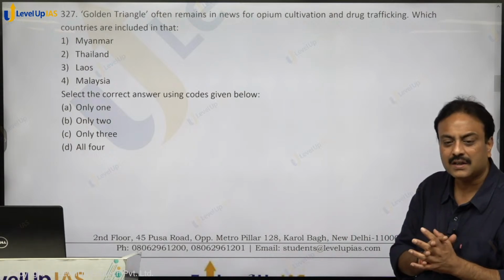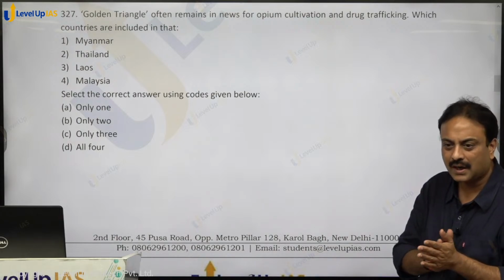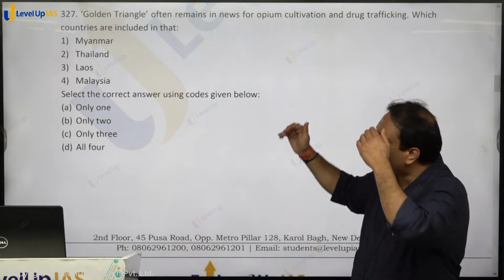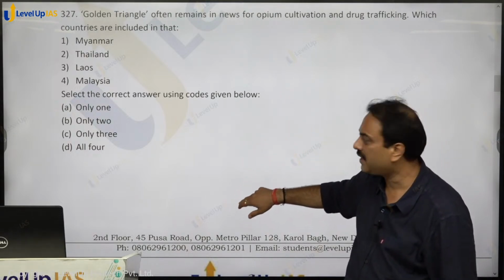Laos, Myanmar and Thailand. Why are they known? Golden Triangle is known for what? Drugs production as well as trafficking. So first three countries are part of Golden Triangle, so only three. Option C. Malaysia is not part of that, right?